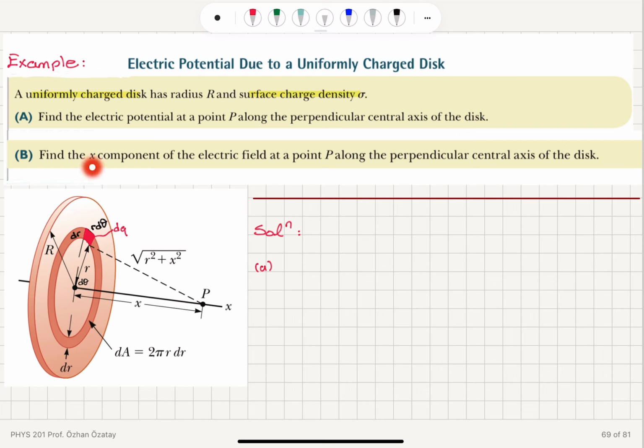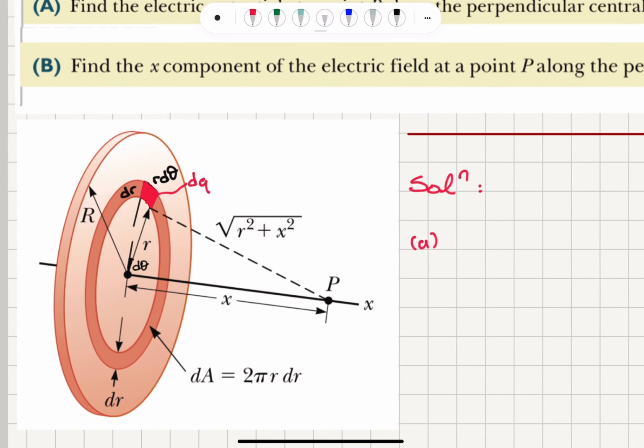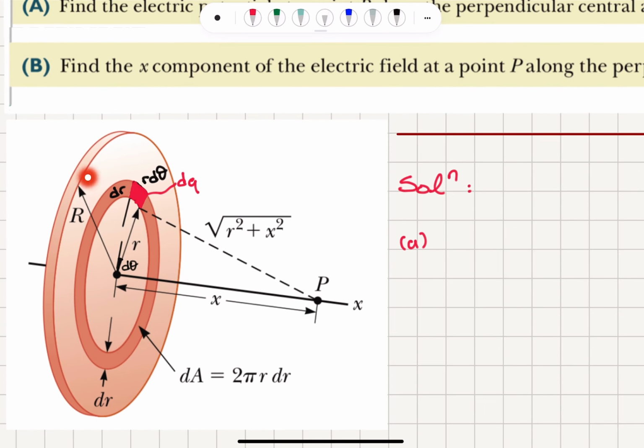Part B, find the x component of the electric field at a point P along the perpendicular central axis of the disk. Now, if we look at this uniformly charged disk, the area element in this disk can be taken as 2 pi r dr, where r is at some radial distance from the center of the disk.